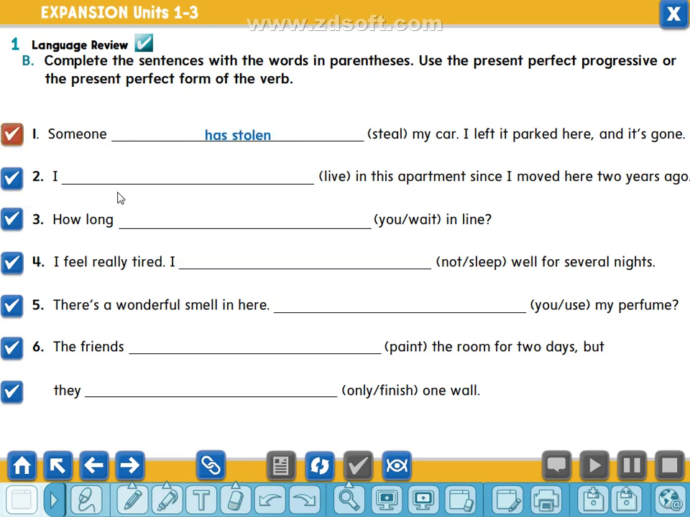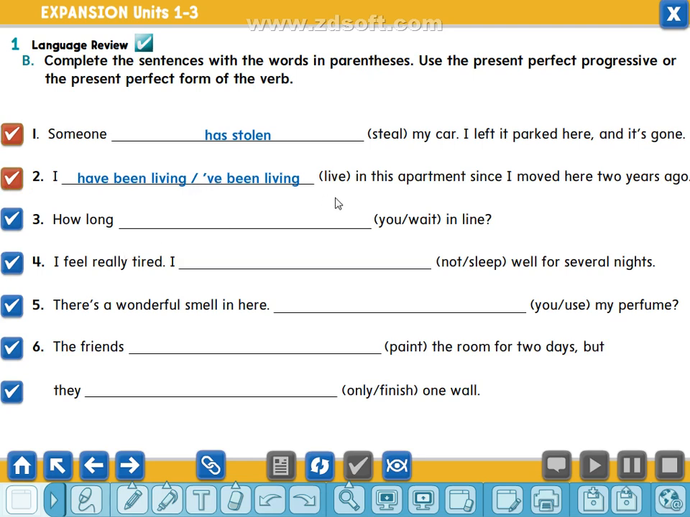Two: I blank live in this apartment since I moved here 2 years ago. Here an action started and was in progress from the past to the present without stopping. So we use the present perfect progressive tense. I have been living, or in the short form or contraction, I've been living.